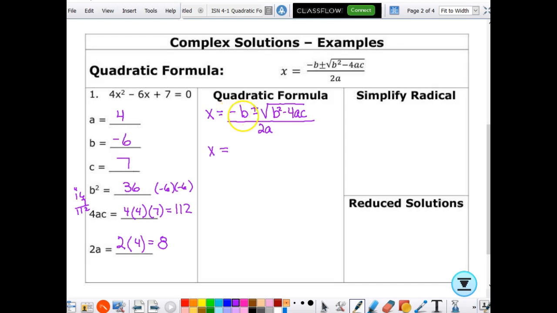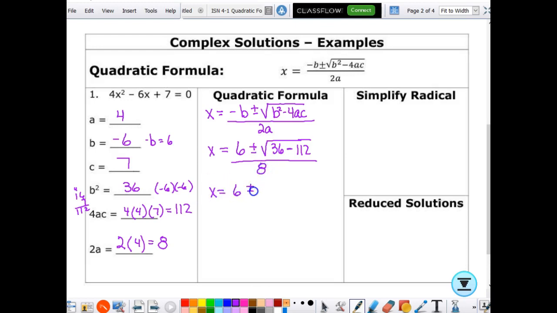Okay, so negative b. So if b is -6, then the opposite would be a +6. Okay, that's a place to make a mistake, so be careful with that. Okay, b squared is +36 minus 4ac is 112. Pretty much yesterday when we started the quadratic formula and we had real solutions, we had a negative every time. Today, we're going to get negatives underneath the square root sign. So you're going to have a smaller number minus a bigger number here to get that negative underneath the square root sign. So we'll know how to deal with those. And then 2a is 8.